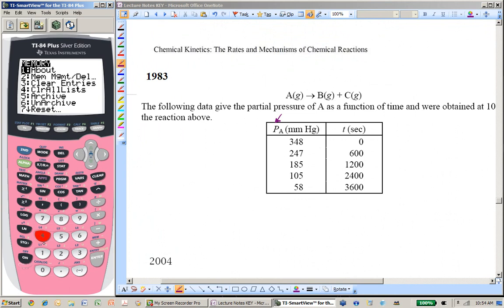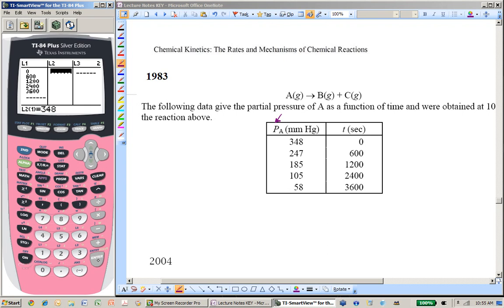So second plus for enter. You're welcome to skip these if you know how to do this already. So stat, edit. What always goes in L1? Always, always? That would be time. Did I type right? 600, 1200, 2400, 3600? Good job. 348. So we're just using pressure as a concentration unit.